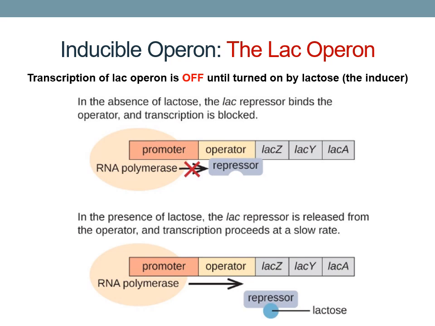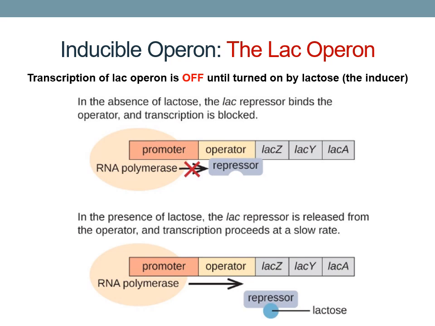The genes in the lac operon are not transcribed until lactose sugar is transported into the cell. Otherwise, transcription is off. So the lac operon is an inducible operon. It is always off until it's turned on by lactose, which is the substrate. The top figure shows the lac operon. It consists of three genes, LAC-Z, LAC-Y, and LAC-A. The proteins that these genes code for are used by the cell to break down lactose.